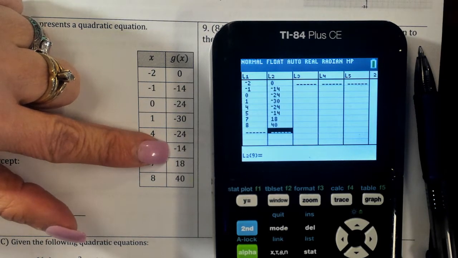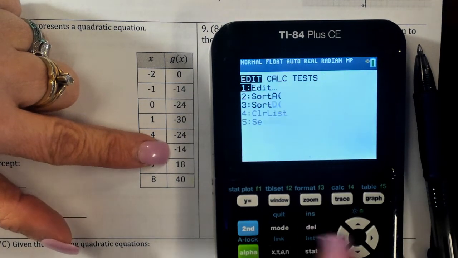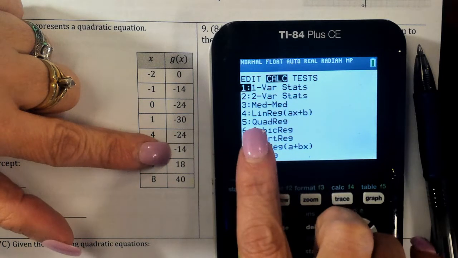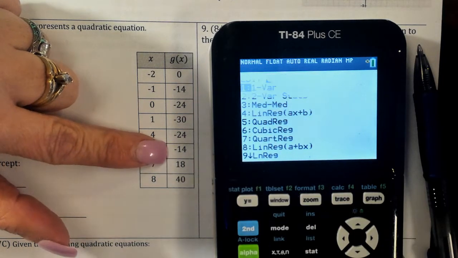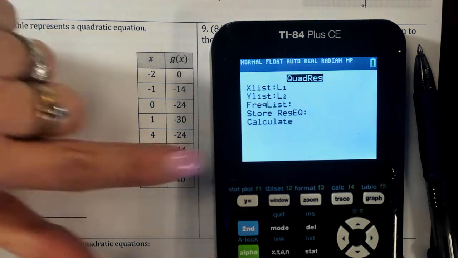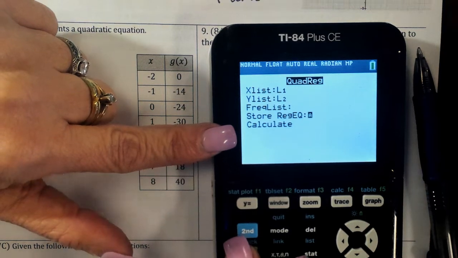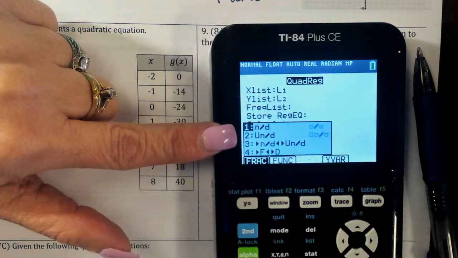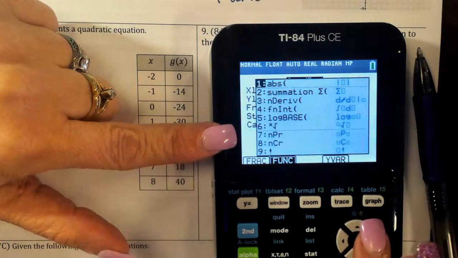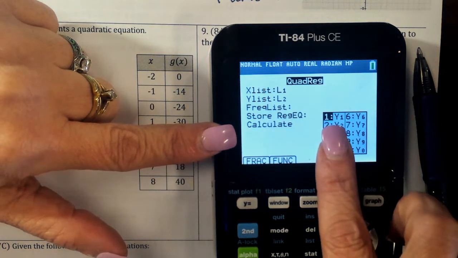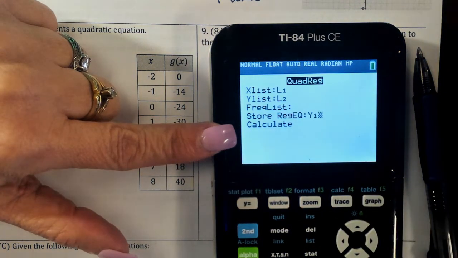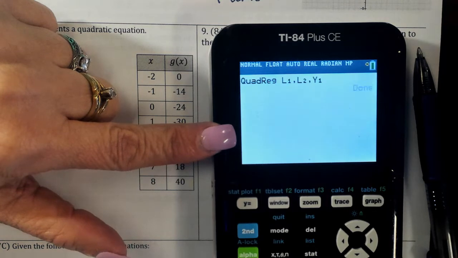And voila, there it is. Okay, so I'm going to go back to Stat and calculate. I need to do a quadratic regression, so I'm going to do number 5. Enter, enter, enter. Right here, I'm going to do alpha y equals, and I'm going to scroll over, and I'm looking for that y1 so that it'll store it in there for me. I could probably just write it, but anyway.